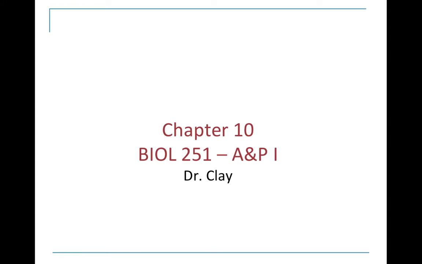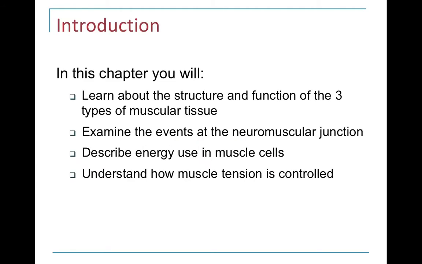Muscle tissue. So we begin with an overview and an introduction to the chapter and what you will learn. In this chapter, you will learn about the structure and function of the 3 types of muscular tissue. You will examine the events at the neuromuscular junction. You will describe energy use in muscle cells, and you will understand how muscle tension is controlled.